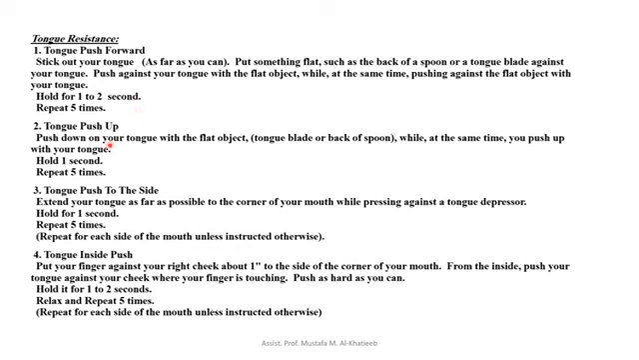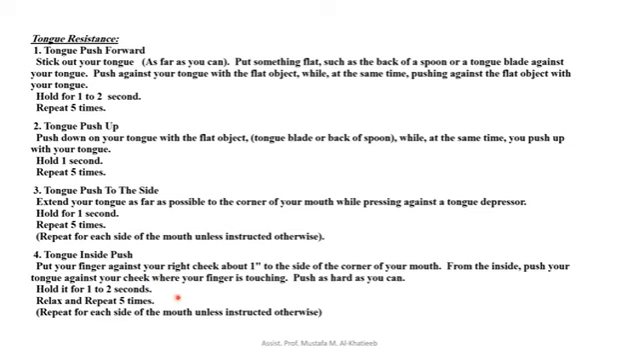Tongue push up: push down on your tongue with the flat object, tongue blade or back of a spoon, while at the same time you push up with your tongue. Hold 1 second, then repeat 5 times. Tongue push to the side: extend your tongue as far as possible to the corner of the mouth while pressing against a tongue depressor. Hold for 1 second. Repeat 5 times. Repeat for each side of the mouth unless instructed otherwise.